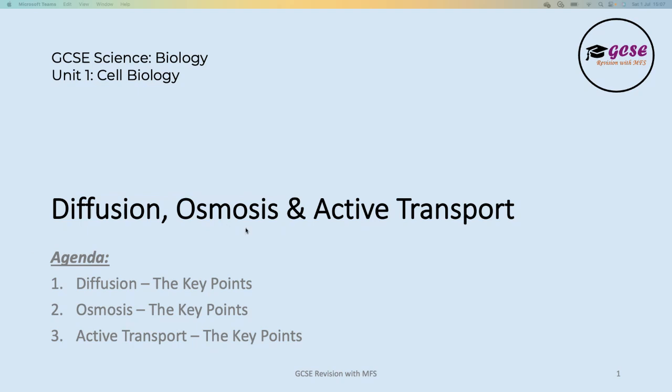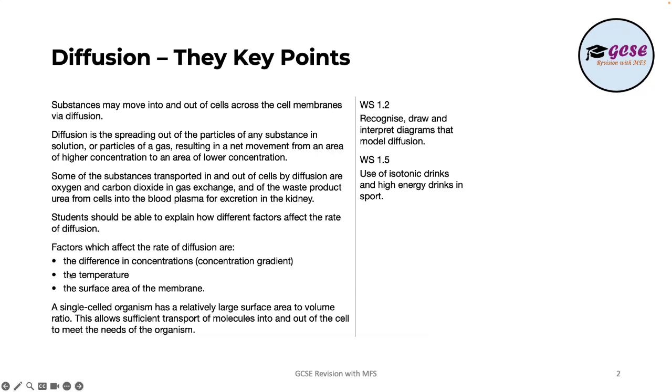Okay, so looking at diffusion, here are the key points you need to learn, and I've put them there on the screen. So we're going to have a read through those key points. Substances may move into and out of cells across the cell membranes. Okay, so remember, cells have a membrane, and a cell membrane controls what goes in and what comes out.